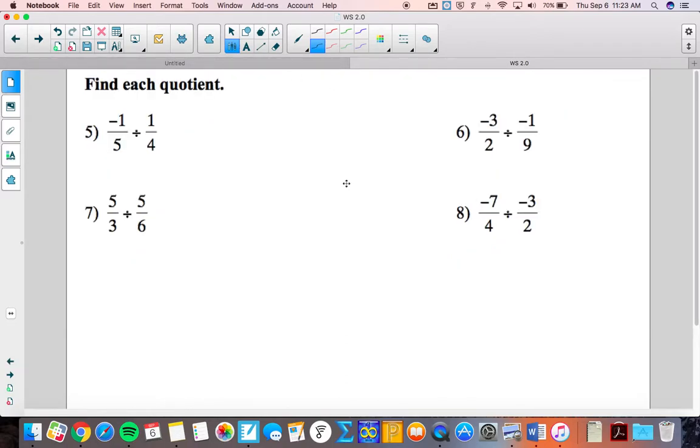Finding the quotient, we use the phrase keep, switch, flip. You are going to keep the first fraction as it is. You're going to switch division to multiplication. And in order to do that, you need to flip the second fraction to the reciprocal.